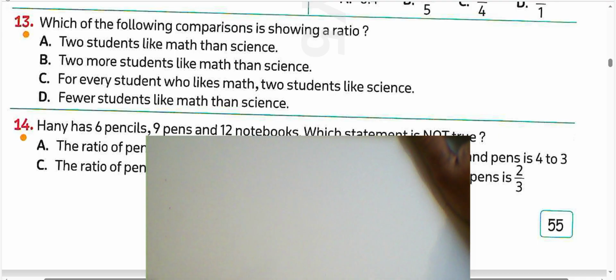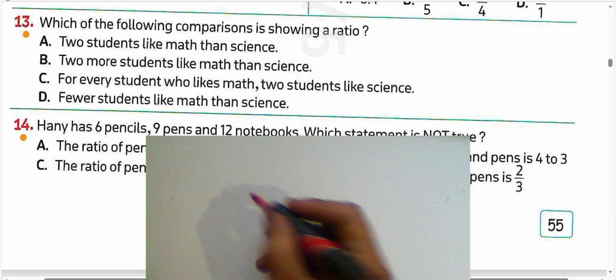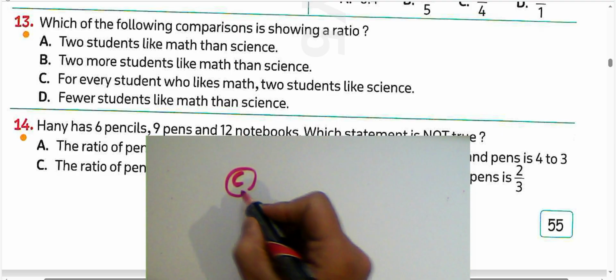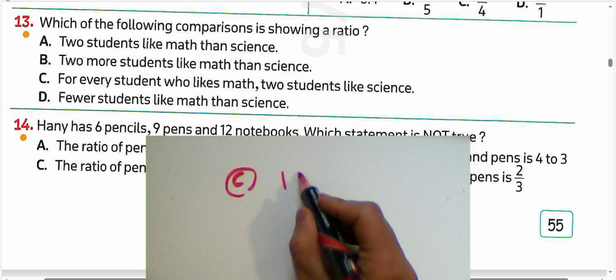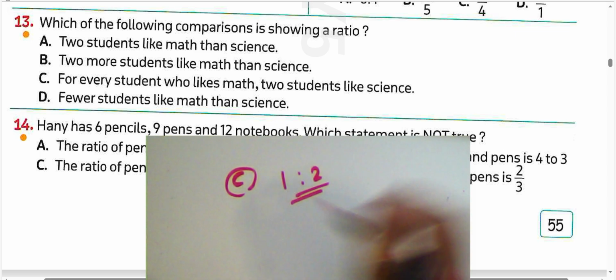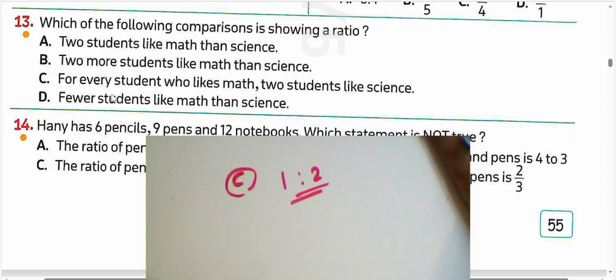Okay, my students, the answer here will be letter C. For every 1 student who likes math, we have 2 students who like science. But don't choose fewer or 2 more, because those are not comparing ratios. Exactly. For every 1 student who likes math, 2 students like science.